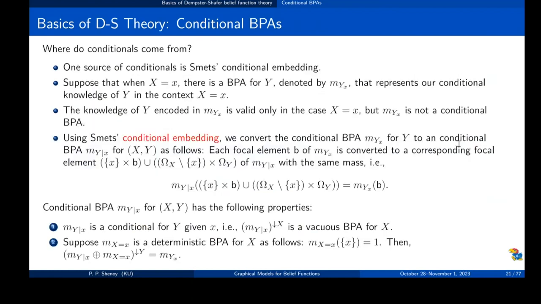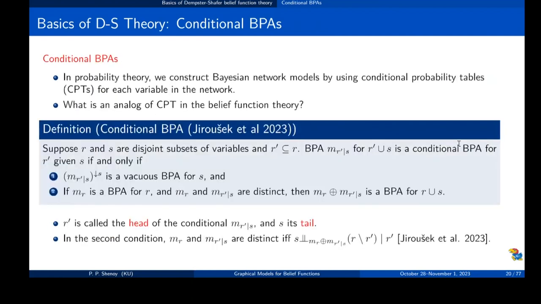The restriction is that I want them to be distinct. I can't use Dempster's rule otherwise. You can combine them, but you don't get something that's meaningful. If X and Y are not independent, and you just take the marginals of X and of Y and combine them, you can always combine them. The question is, can you get something meaningful? The answer is no.